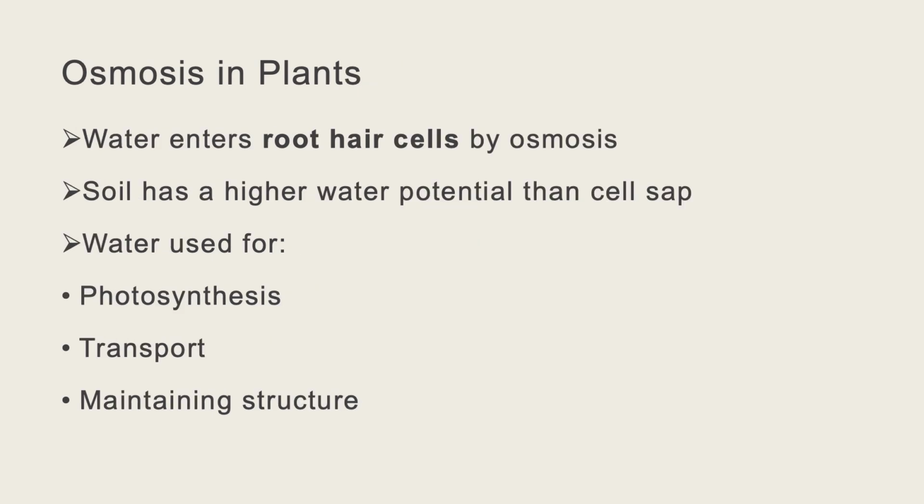Osmosis is also important for water uptake in plants. Water moves into root hair cells by osmosis because the soil solution has a higher water potential than the cell sap. This allows water to move up the plant and be used in processes such as photosynthesis and transport.